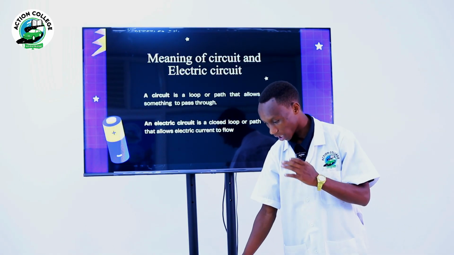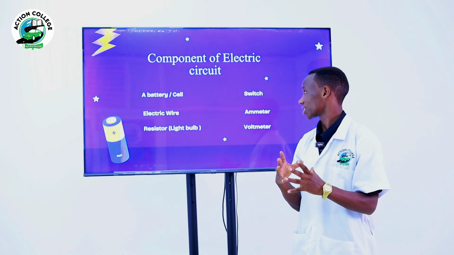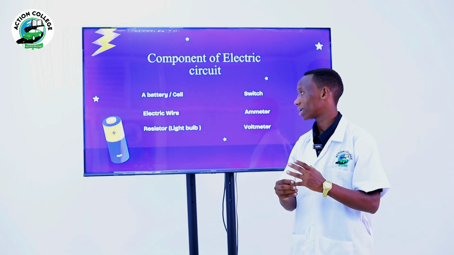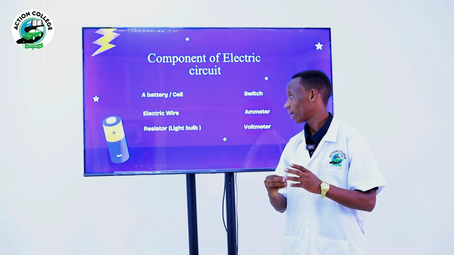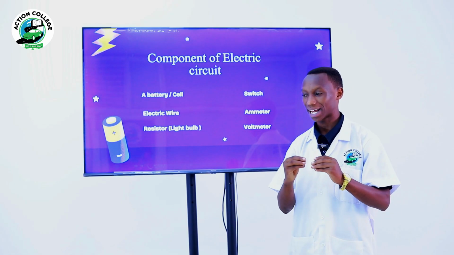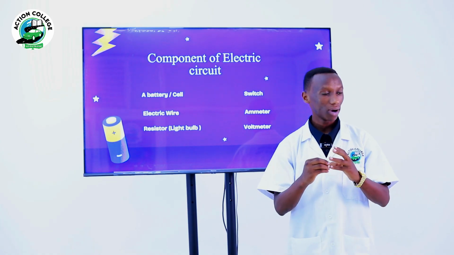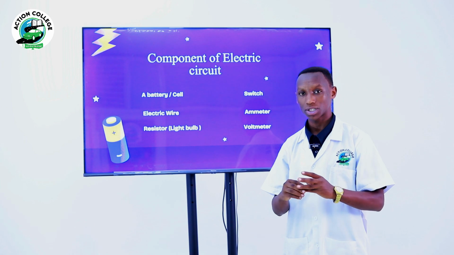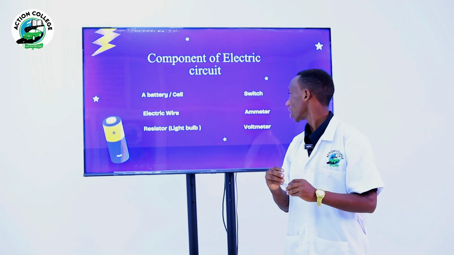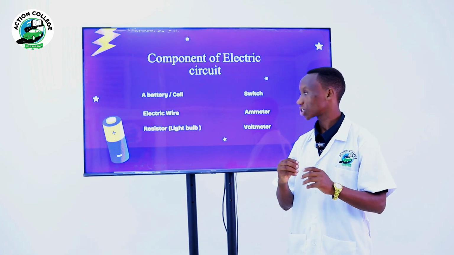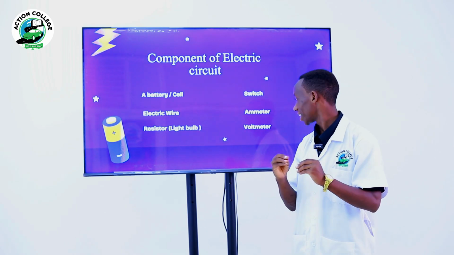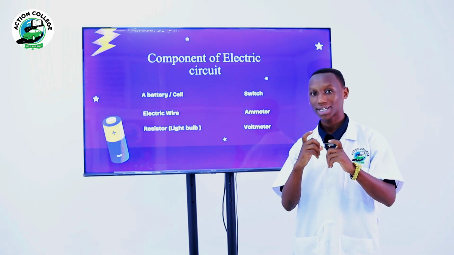Are we together? So, the components or elements of electric circuits. First of all, we have a battery or cell. We have electric wire. We have a resistor or light bulb. A resistor is something which contains resistance. An example of a resistor is a bulb, refrigerator, and other materials which require electricity to work. The third group is the switch, ammeter, and voltmeter. An ammeter is an instrument used to measure current, and a voltmeter is an instrument used to measure voltage.